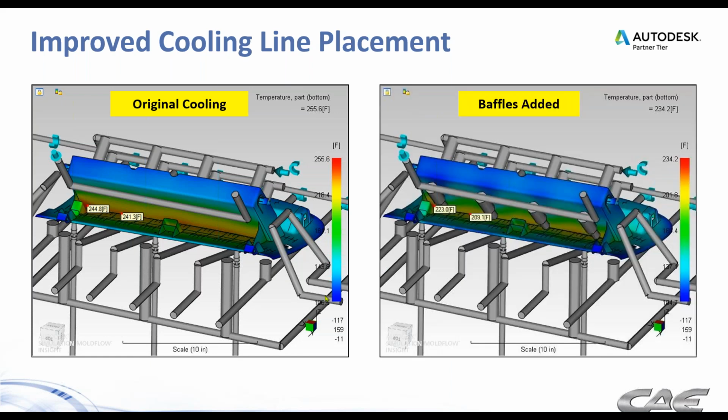So the first step was to try to add some cooling lines, and you can see by adding some baffles, and we even stepped them a little bit to try to get farther into the tight corner there. We're still getting some pretty high temperatures in there, 223 degrees. In this area over here, we dropped almost 32 degrees. So good improvement, but still pretty high temperature buildup there.